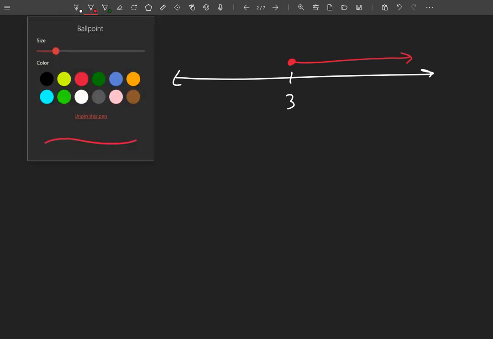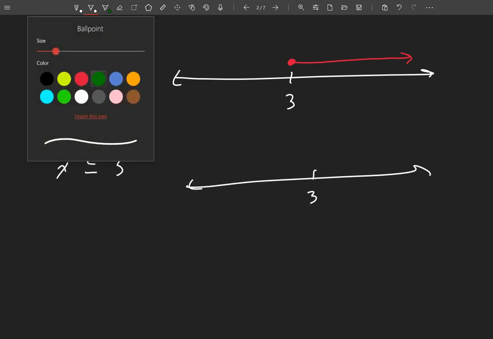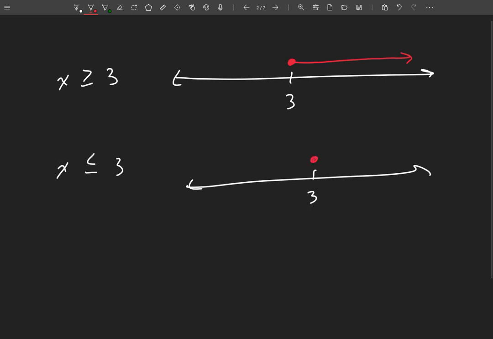And you could do the same thing, just for completeness' sake. I'll do it the other way too. Less than or equal to 3, and here's my line. Here's 3. And I fill in the dot and go that way.